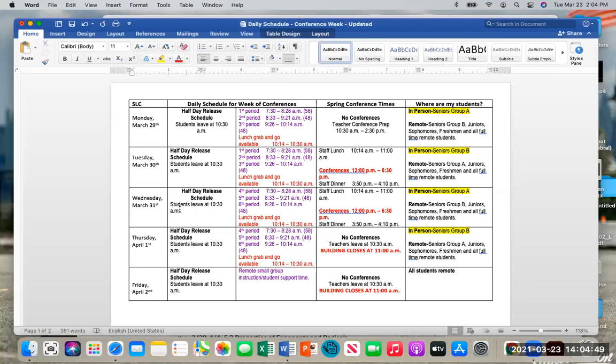I would even recommend before each class starts. That way, if the teacher sends out something, you'll be able to get that right away. So this is just next week's schedule. Next week is student-led conferences. So it's basically a half-day schedule, a little bit different than what we're going to see for the other weeks after this week.